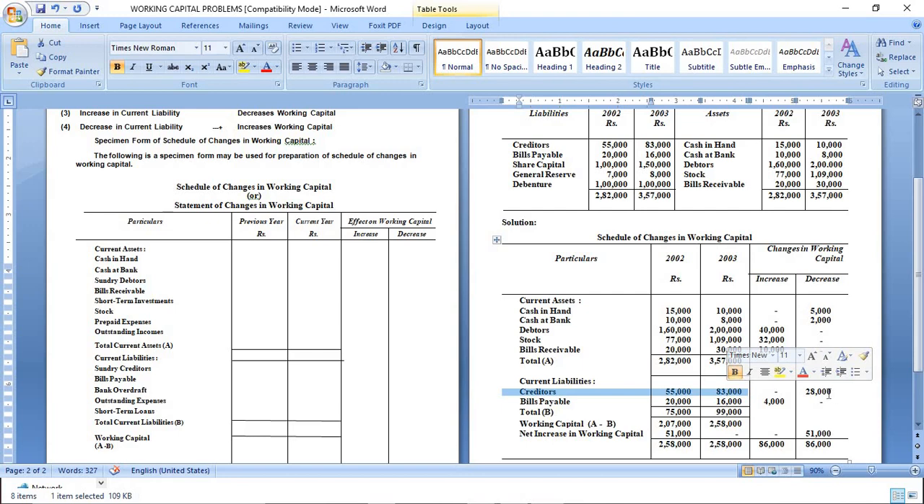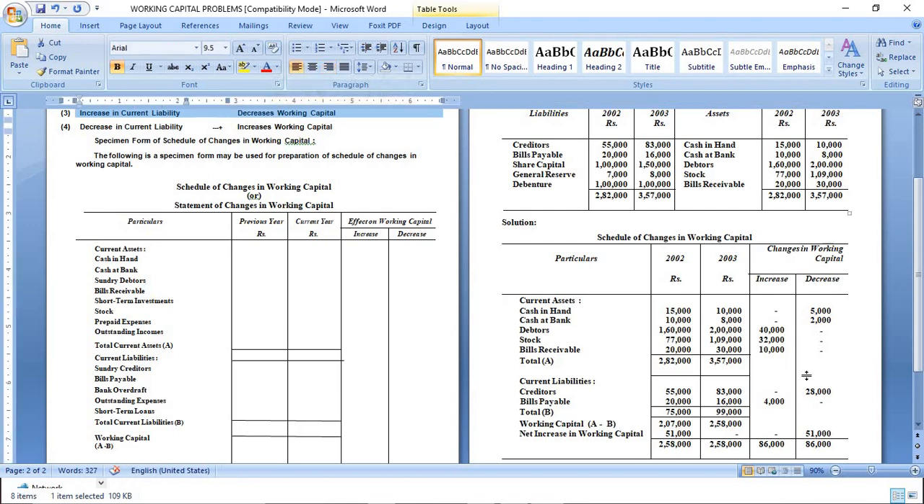Why do I mention decreasing here? There is a reason. I mentioned in my formula, whenever you find an increase in a current liability, when it is increasing in current liability, we have to mention it in the working capital as a decrease. So same, that's why 28,000 is mentioned here in decrease.